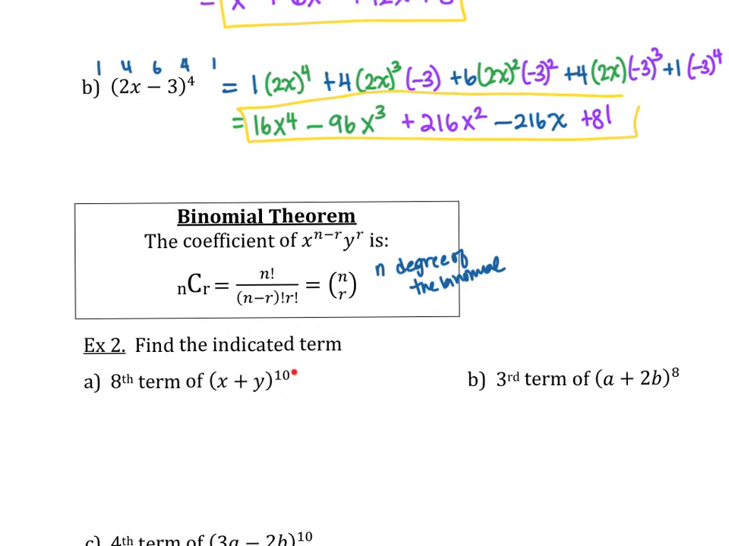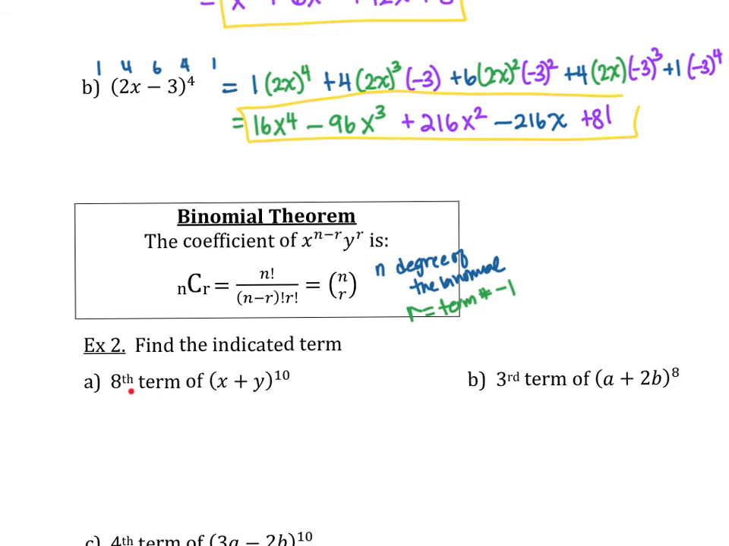Okay, for this one, the degree would be 10 because I'm raising it to the 10th power. Now r, you have to be careful of r a little bit. r is the degree on the second term, but it starts out at 0. So r is actually going to be the term number minus 1. That's because on the first term, r has a degree of 0. On the second term, r has a degree of 1, and so on. Okay, but let's just try it.